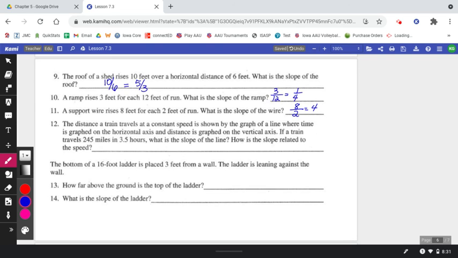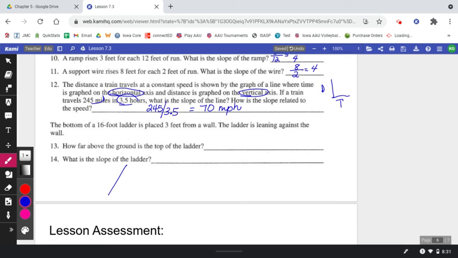The distance a train travels at a constant speed is shown by the graph of a line where time is on the horizontal, so that's my run, so my time is my run, and distance is on the vertical, so distance is here and time is here. If a train travels, so that's its distance, 245, in 3.5 hours, that's my time, the slope of the line would be 245 over 3.5, which is 70. How is the slope related to the speed? The train is going 70 miles per hour, average.